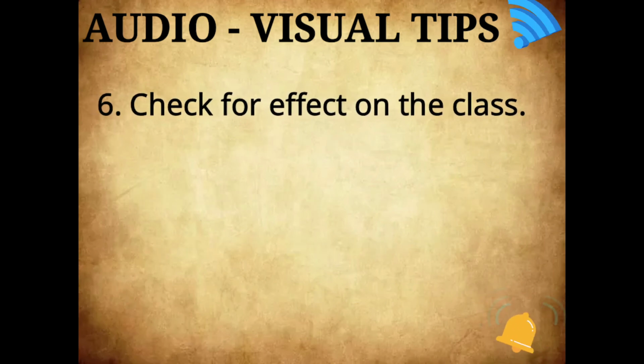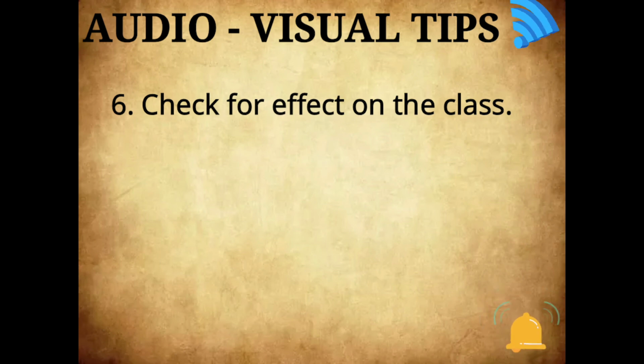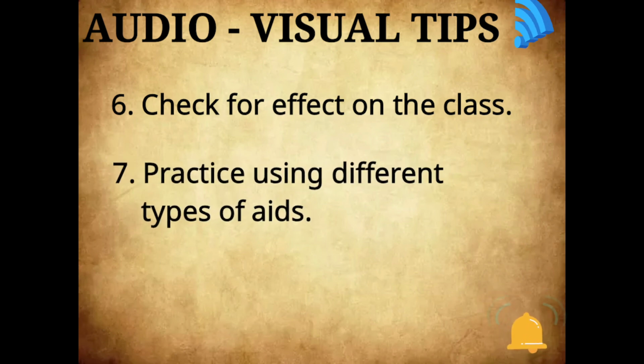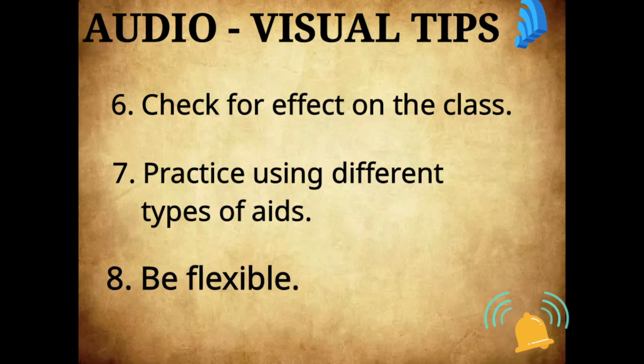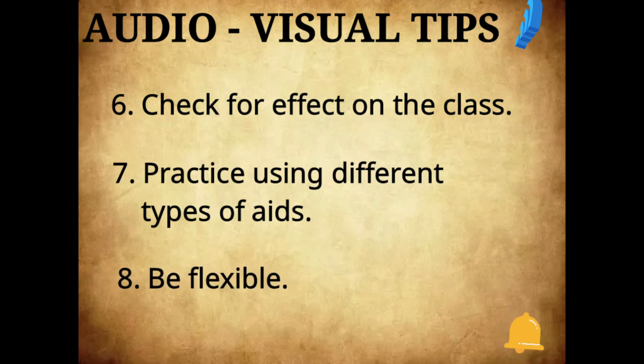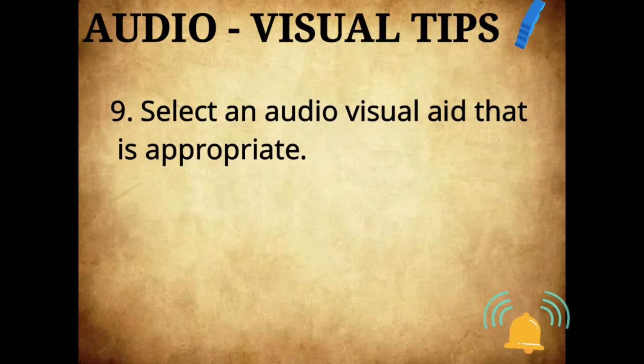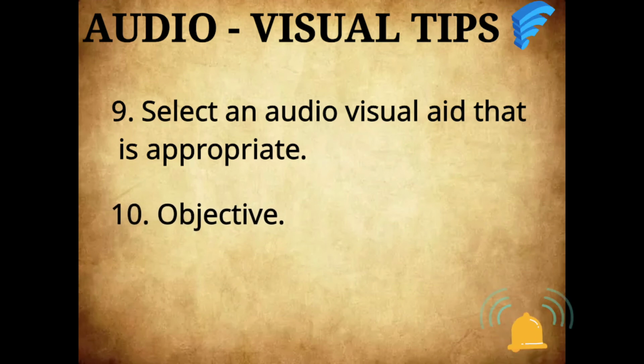Number 6, you should check for effect on the class. Number 7, practice using different types of aids. Number 8, you should be flexible. Number 9, select an audiovisual aid that is appropriate for teaching and learning. And lastly, number 10, the objective. You should know prepared objectives so that you can get your goal.